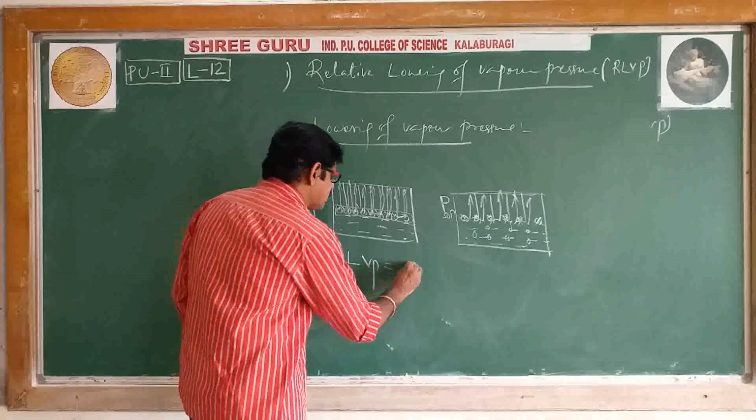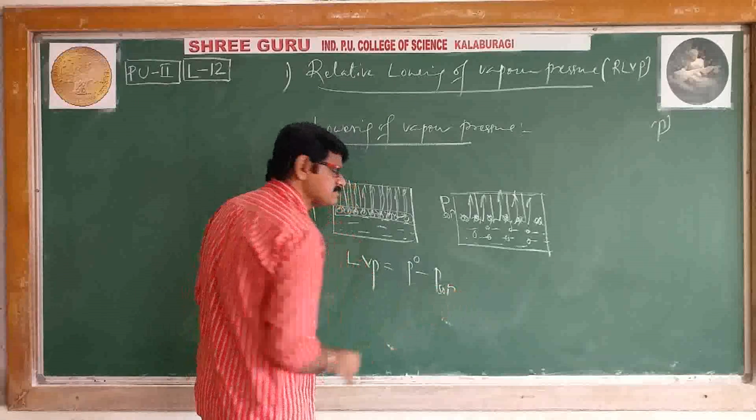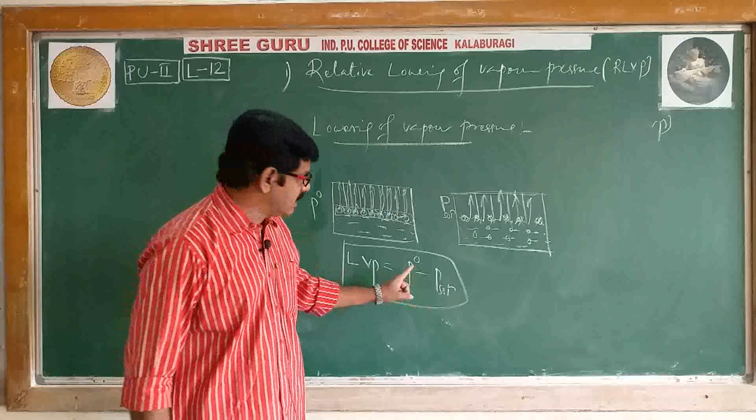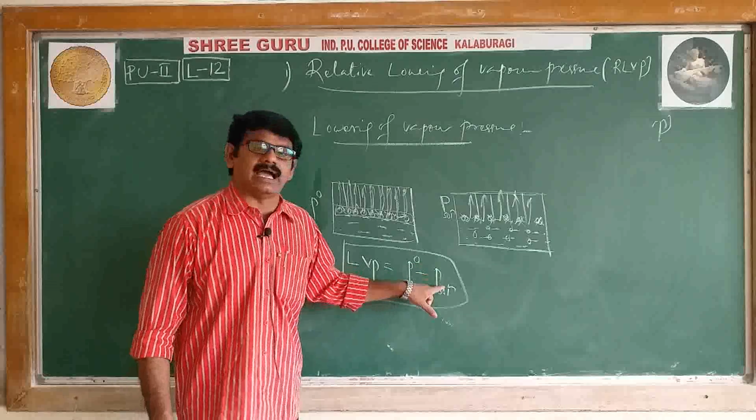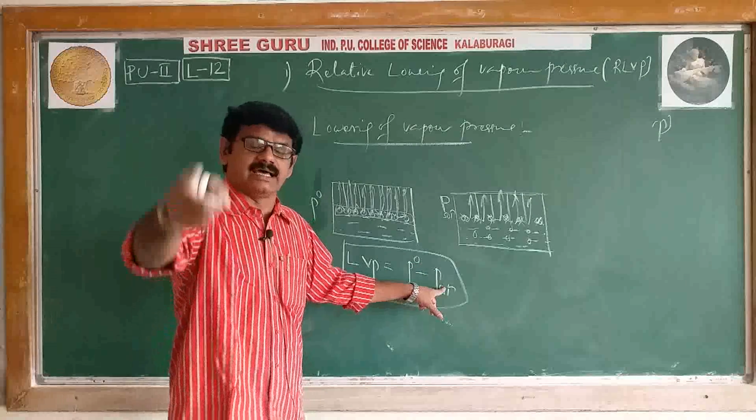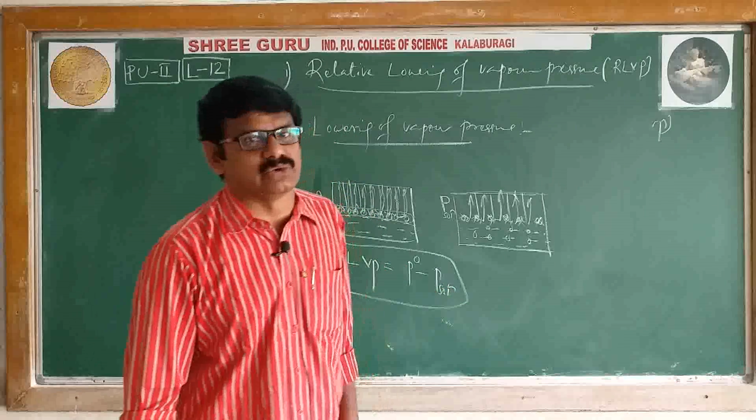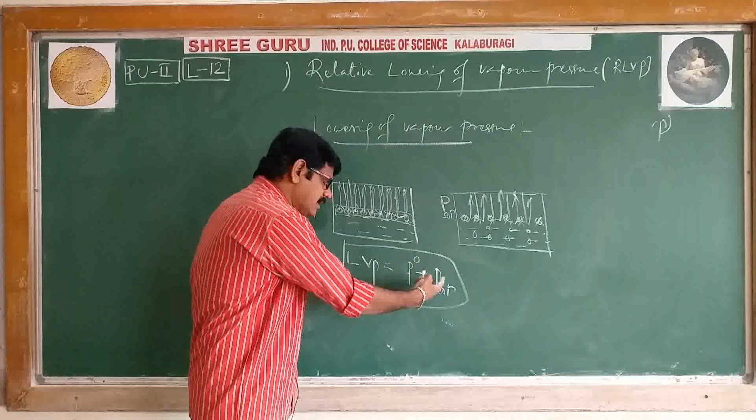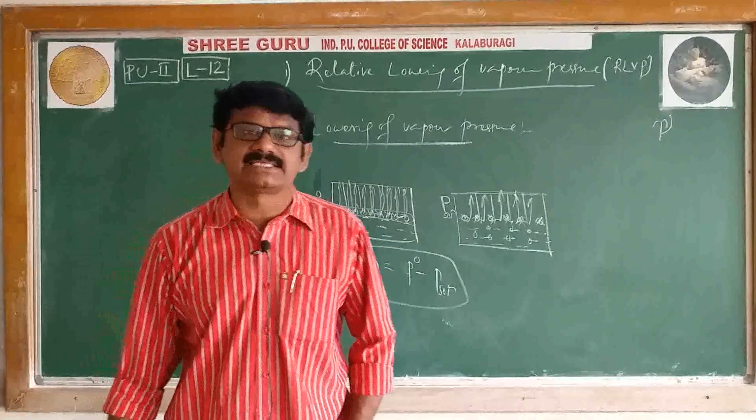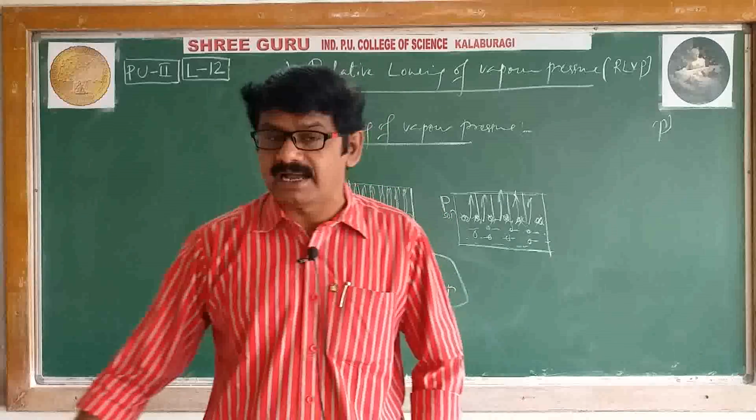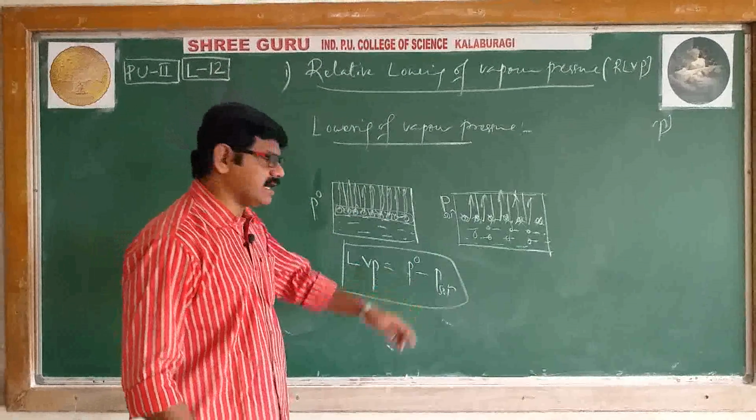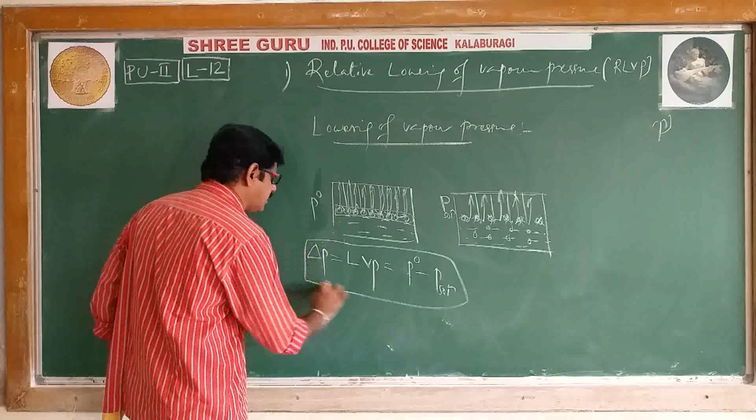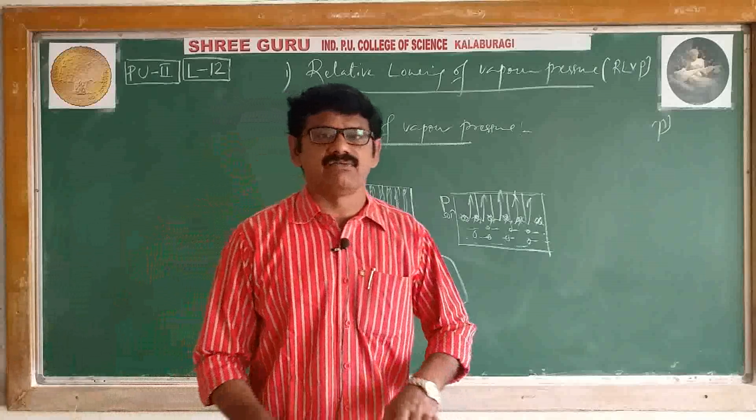P naught minus P. How to define it? The difference between the vapor pressure of a pure solvent and the vapor pressure of a solution which contains a non-volatile solute is called lowering of vapor pressure. We can also designate it with a delta P symbol. Delta P is nothing but lowering of vapor pressure.